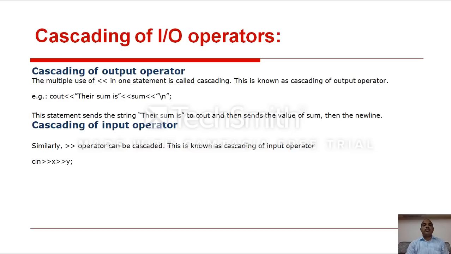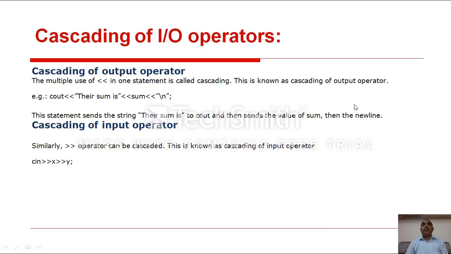Simply, what are the input and output statements in C++? cout is an output statement, the output stream, and cin is an input stream. cout is used to display a value, and cin is used to read a value from the keyboard. So here, with cin and cout, we have cascading of input and output operators.